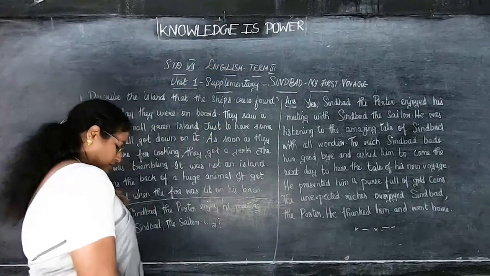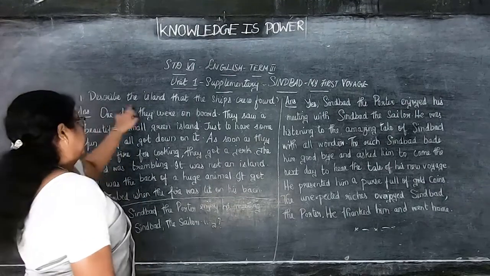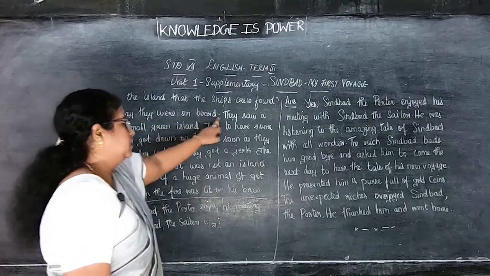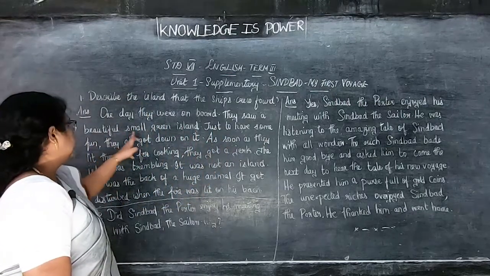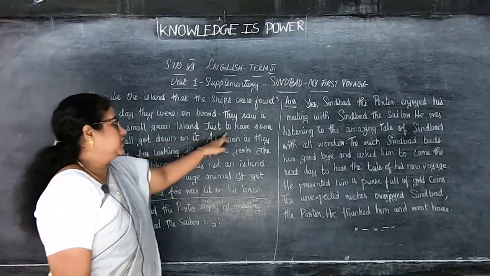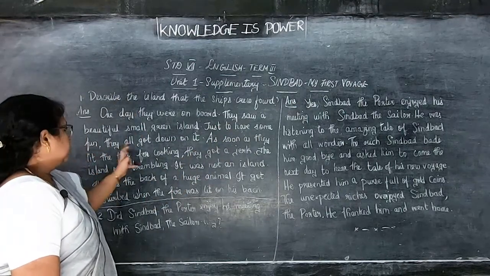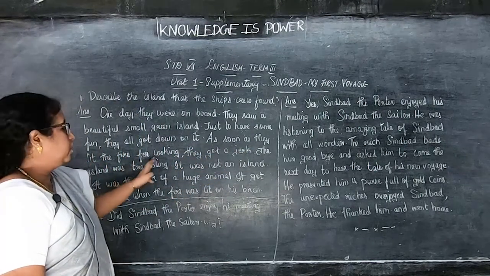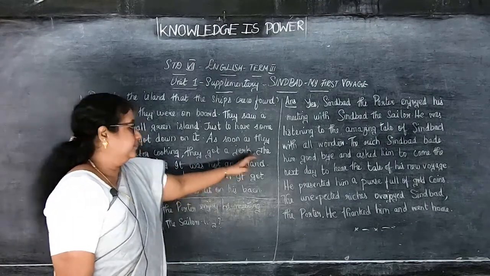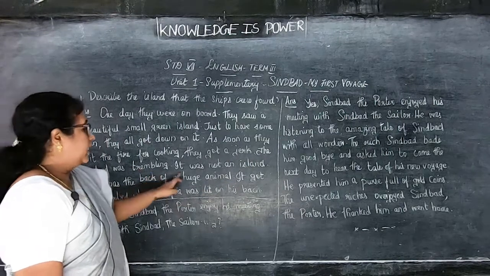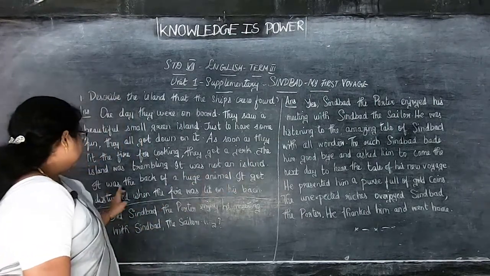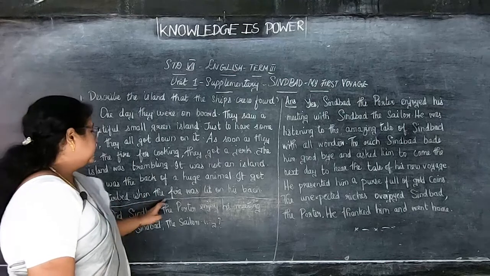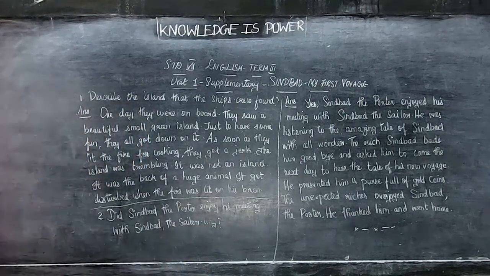That is, describe the island that the ship's crew found. One day they were on board. They saw a beautiful small green island. Just to have some fun, they all got down on it. As soon as they lit the fire for cooking, they got a jerk. The island was trembling. It was not an island. It was the back of a huge animal. It got disturbed when the fire was lit on his back.